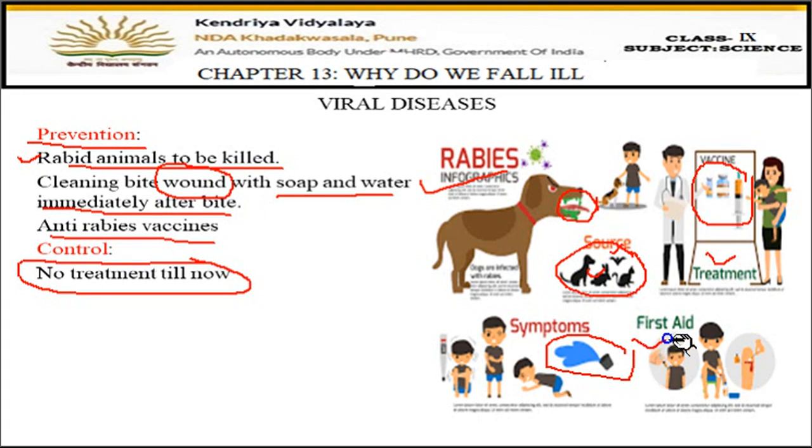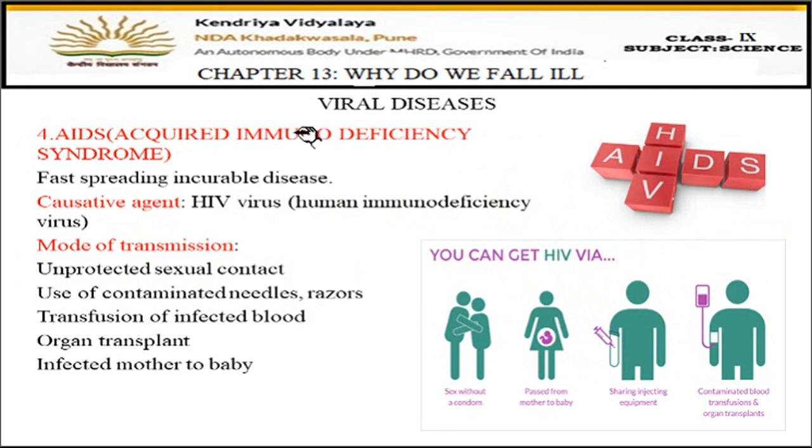And what first aid can be given if a dog or cat, a rabid animal, gives a bite? The wound area should be immediately washed with soap and water. So this is the first aid which can be given in case of rabies. So this is all about rabies. Now the next viral disease which we have to study today is AIDS.